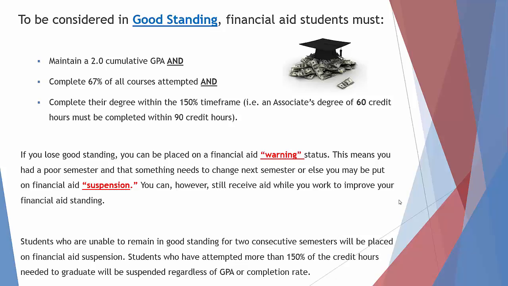You can, however, still receive aid while you work to improve your financial aid standing. Students who are unable to remain in good standing for 2 consecutive semesters will be placed on financial aid suspension. Students who have attempted more than 150% of the credit hours needed to graduate will be suspended regardless of GPA or completion rate.